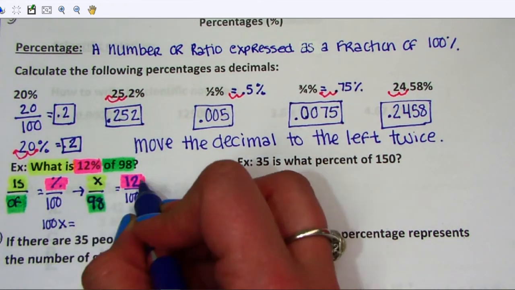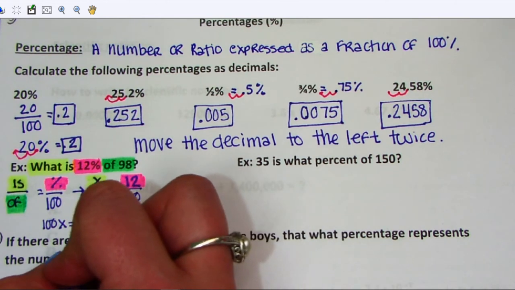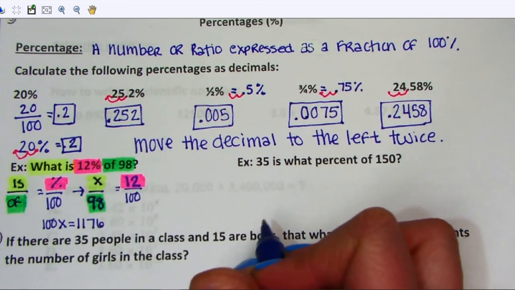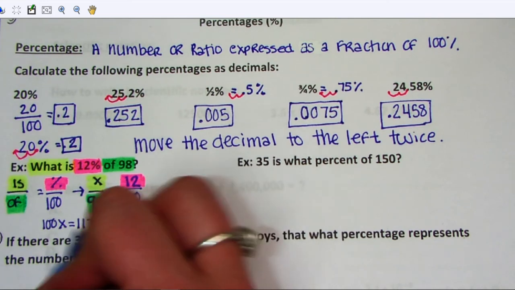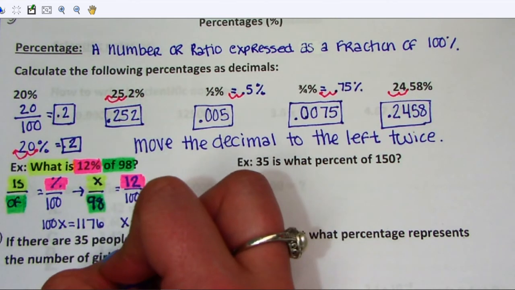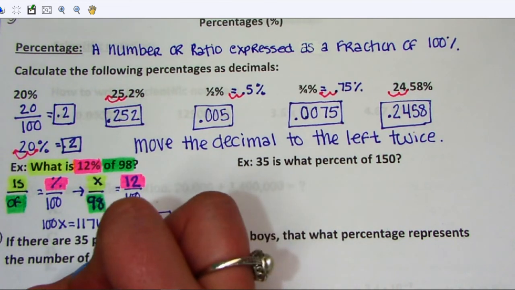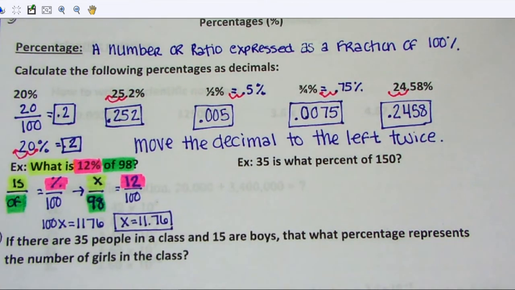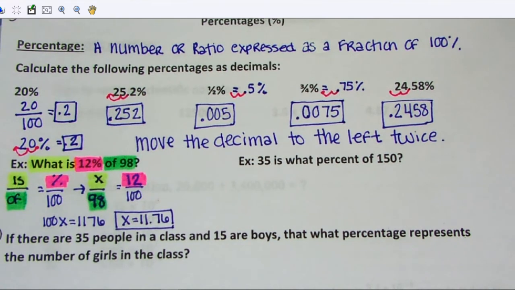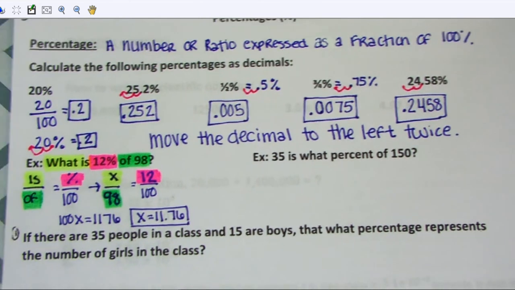And then 98 times 12, which is 1,176. So when I divide both sides by 100, my x value is 11.76. So that is the method you could use, is over of equals percent over 100. If you don't like that and you want to use just some common sense, you could just multiply.